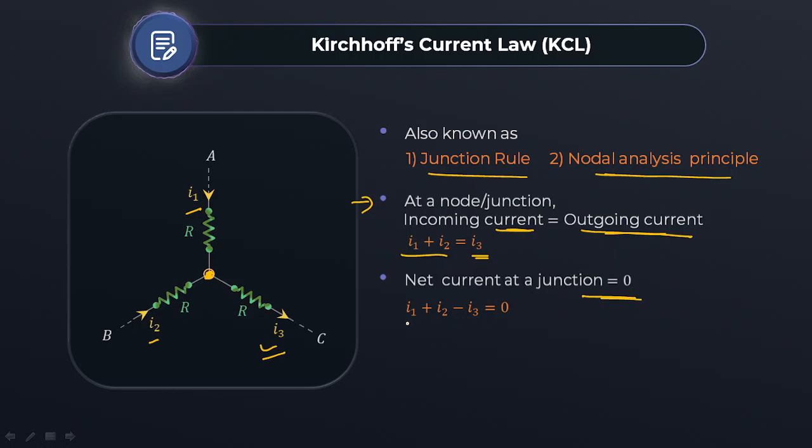So we can add all the currents. We can consider incoming as positive, outgoing as negative. So I1 plus I2 plus I3, that is equal to how much? 0, right? That is called Kirchhoff's current law or Kirchhoff's junction law.